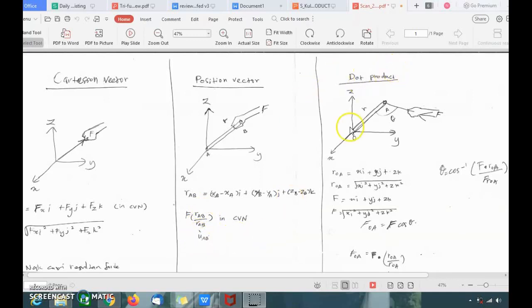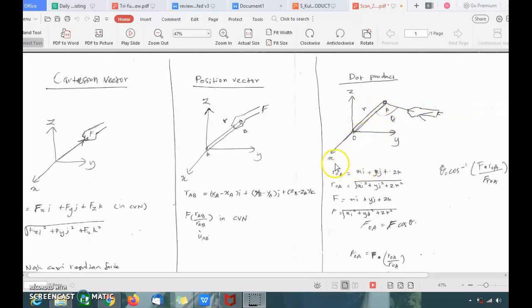For the dot product, if you have a pole like this, attached to a cable like this, and the cable has a force applied like this, we have this situation with two vectors: the vector R and the vector F. In the earlier cases there was only one single vector, R, or one single vector, F. For the dot product case, you have two vectors, which are R and this cable which is attached with the force.